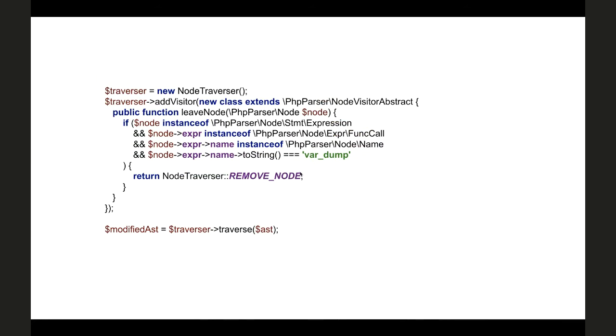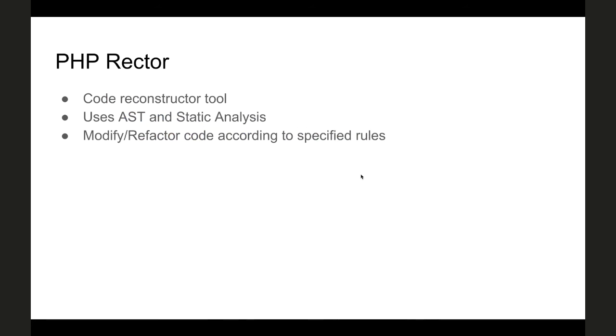And probably someone can think that it's a really good idea to create some automation here and provide a framework to simply write rules and actions which need to be done in some cases, so that the refactoring of routine things is automated and easy. And unfortunately, this tool already exists. It's called PHP Rector. It's a code reconstructor tool which uses the abstract syntax tree and static analysis to modify and refactor code according to the specific rules which you can specify.